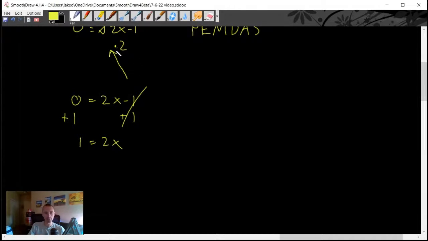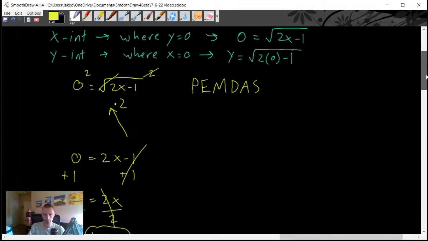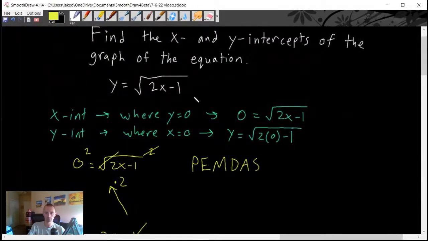Now the last thing we need to deal with is the multiplying by 2. Well, the opposite of multiplying by 2 is dividing by 2. So if we divide both sides of our equation by 2, it'll cancel the 2 there, and we will just have x equals 1/2. So x equals 1/2 should be our x-intercept of this equation.